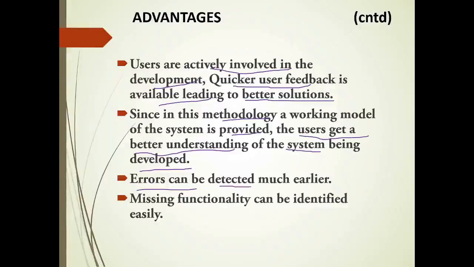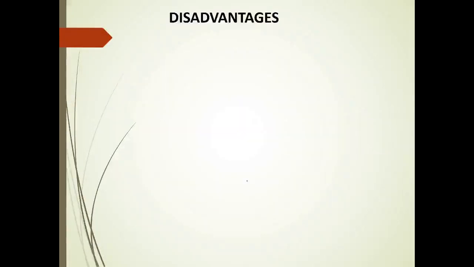Errors can be detected much earlier. Yes, even this is very important. When the developer is making a mistake, those errors can be detected, and missing functionality can be identified easily. Any functionality or feature they are missing can be identified easily and at the early phase.